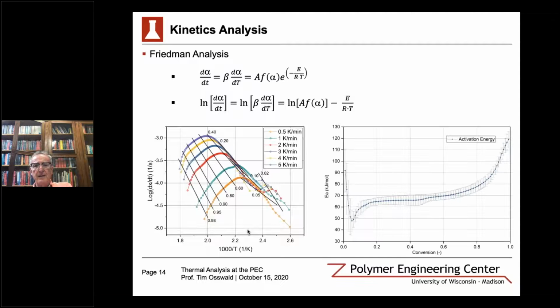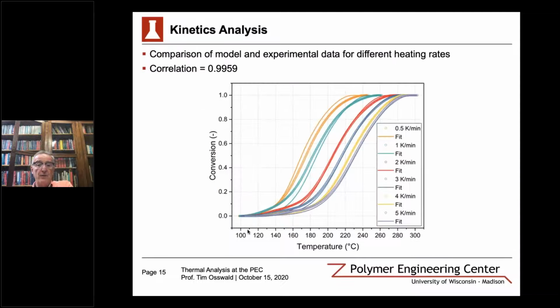The other thing that we can do in this case is, as a function of reaction rate, find the different activation energies. And so when the software looks at the different events, it looks at where in the reaction it is, and it then chooses an activation energy according to the Friedman analysis. And for this case, it worked quite well.